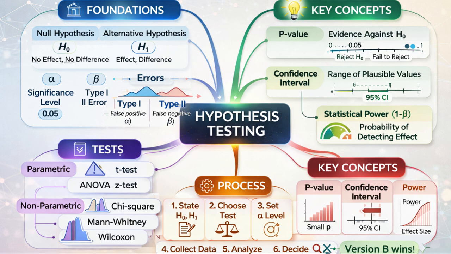Third one is don't just look at the p-value. Look at the effect size and the confidence interval. Statistical significance is not the same as practical importance. Fourth one is context is everything. A good data scientist does not just run tests. They understand the business problem and interpret the results within that real world context.